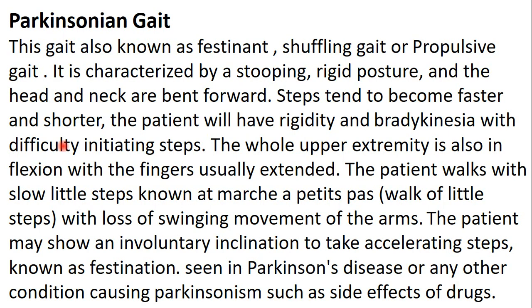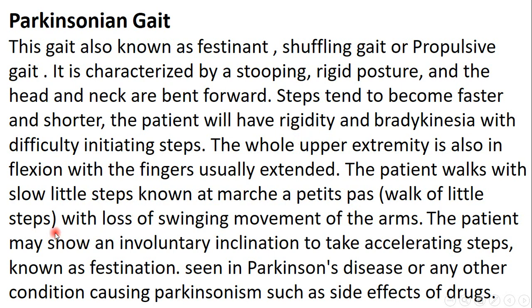The other important gait is Parkinsonian gait, which is seen commonly in Parkinson's disease. We also call it festinating gait, shuffling gait, or even propulsive gait. It is characterized by a stooping, rigid posture, so patients with Parkinson's disease have flexion dystonia, and the head and neck are bent forward. Steps tend to become faster and shorter, short quick steps. The patient will have rigidity. Of course, here we will see the features of Parkinson's disease, so we may see rigidity, bradykinesia, a tremor, a mask face, and difficulty in initiating steps, and so on. The whole upper extremity is also in flexion, with the fingers usually extended.